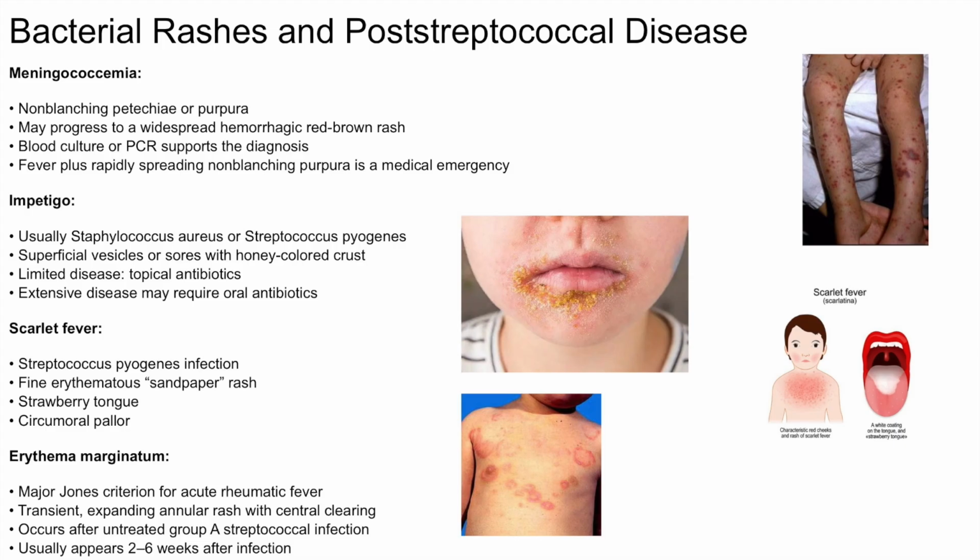Scarlet fever results from toxin-producing group A strep and causes a fine sandpaper-like rash, strawberry tongue, and circumoral pallor. So erythema marginatum is different here.